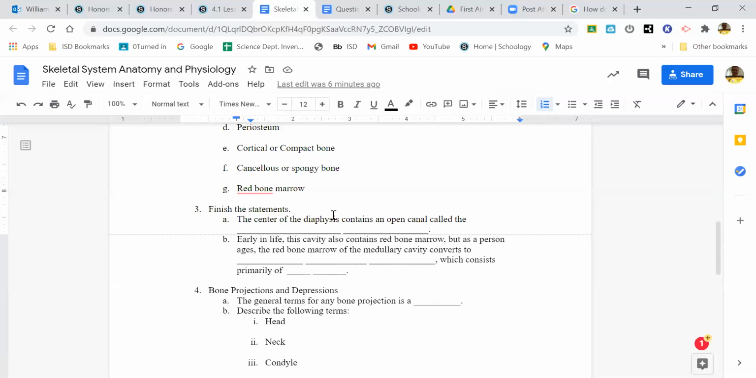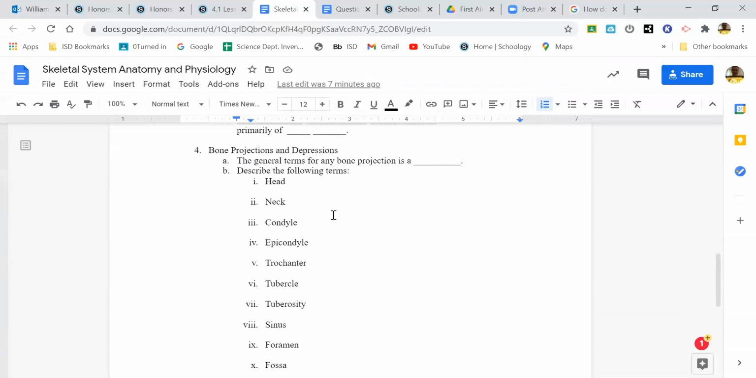Early in life, this cavity contains red bone marrow, but as a person ages, the red bone marrow of the medullary cavity converts to yellow bone marrow, which consists primarily of fat cells.